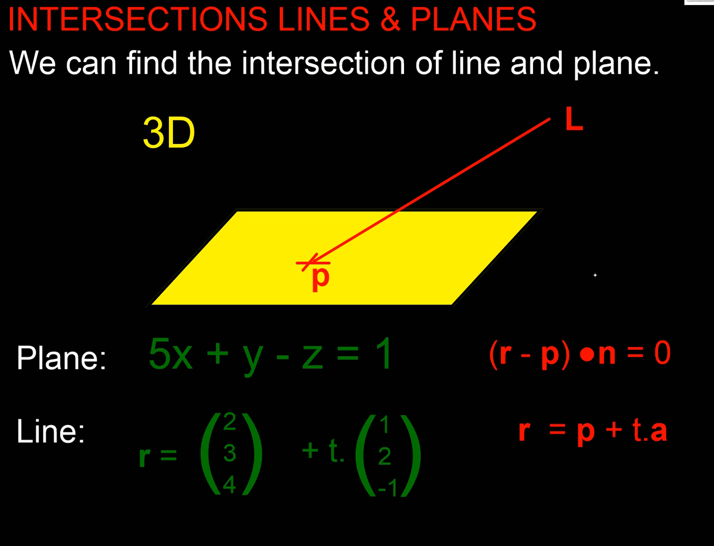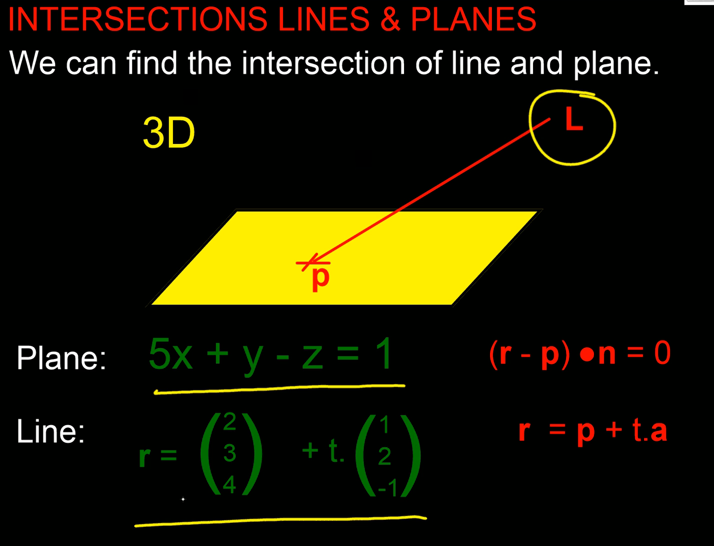Let's say I've got a plane here. Here's my plane definition: 5x plus y minus z equals 1. And I've got a line L. That's a general line equation. So here's my point that I know, and here's my line vector, and I've got some multiple of it.